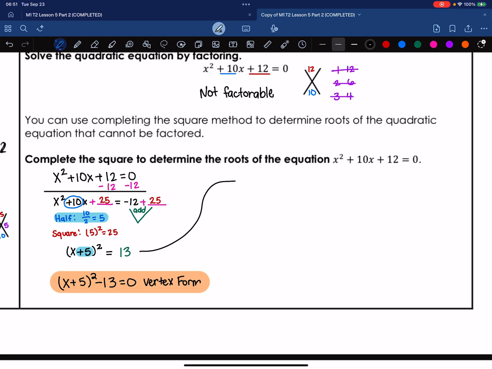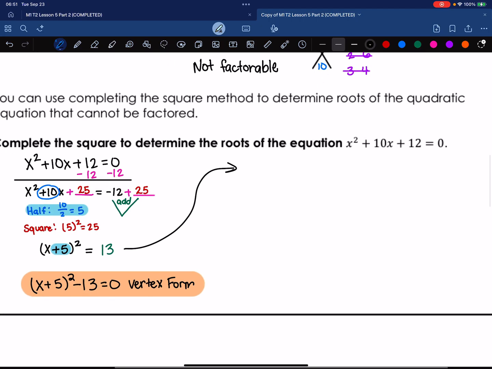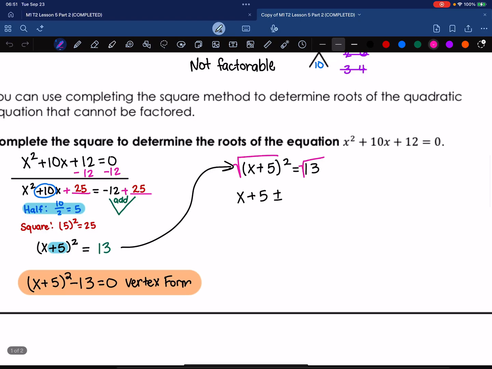Okay, I'm going to finish solving over here, so I'm just going to rewrite the problem. We have x plus 5 squared equal to 13. Now we just solve it using our square root property, so we're going to square root both sides. When we do that, we get x plus 5 is equal to, don't forget your plus or minus, plus or minus the square root of 13. Square root of 13 does not simplify. There's not a perfect square that goes into it.